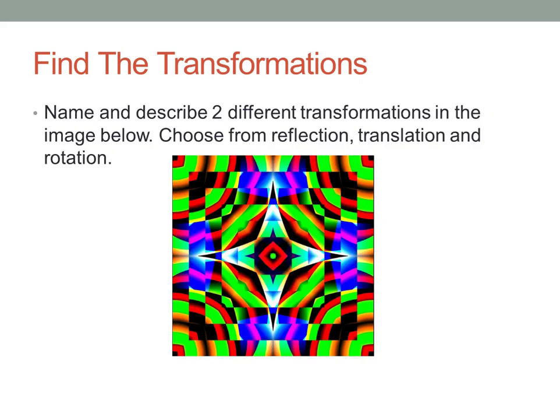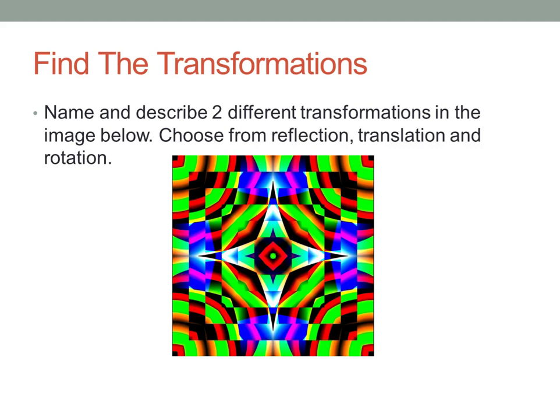And here's a pretty cool picture. This looks like something you might see in a kaleidoscope. So I want you to find the transformations. So name and describe 2 different transformations in the image below. So you can choose from reflection, you can choose from translation, and rotation.